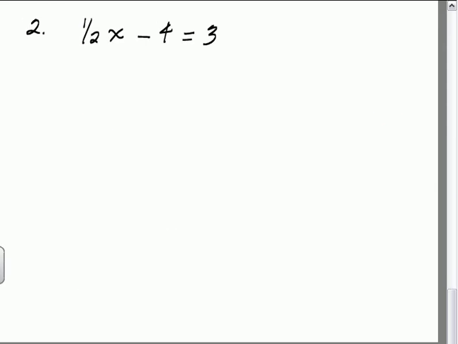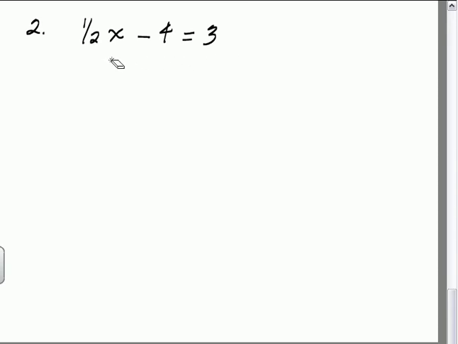Next problem. Okay, well, we have a little fraction here. We're not going to get rid of fractions just yet. So let's just start this as we did the previous problem. We notice that there's nothing to do on the left. There's nothing we can simplify, nor on the right. So we go step 1, finished.